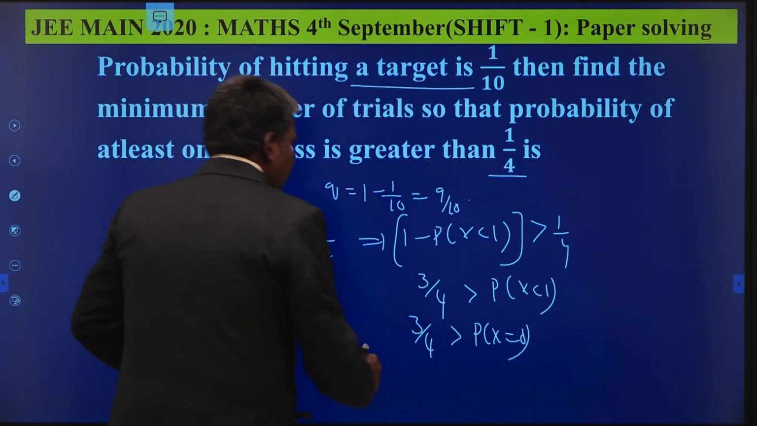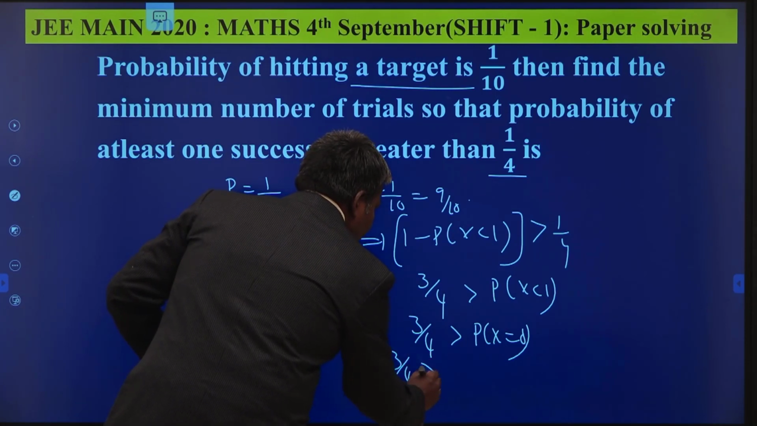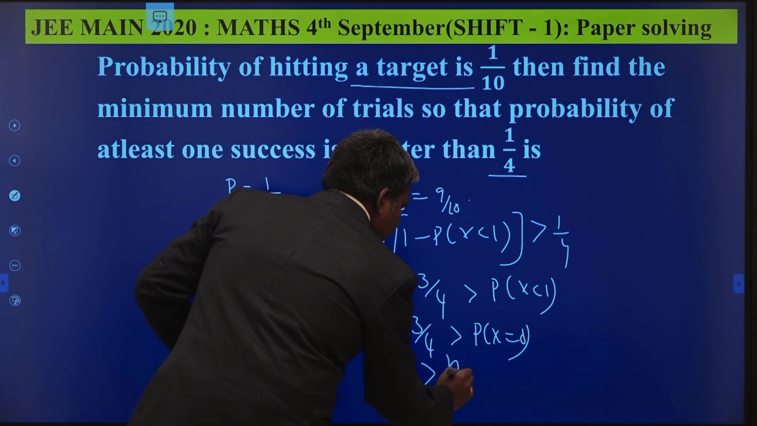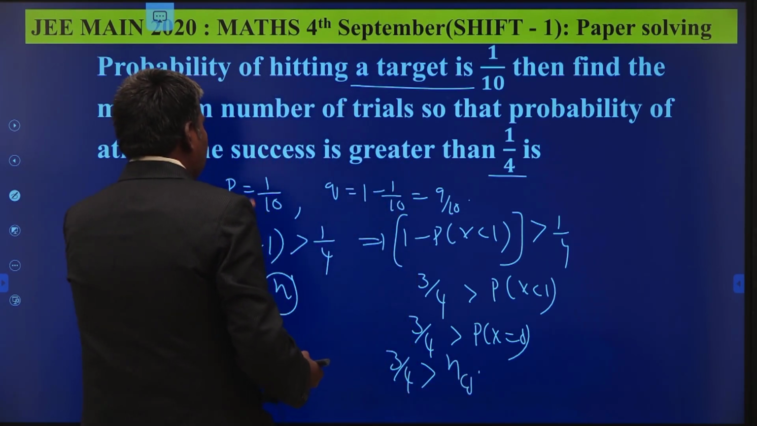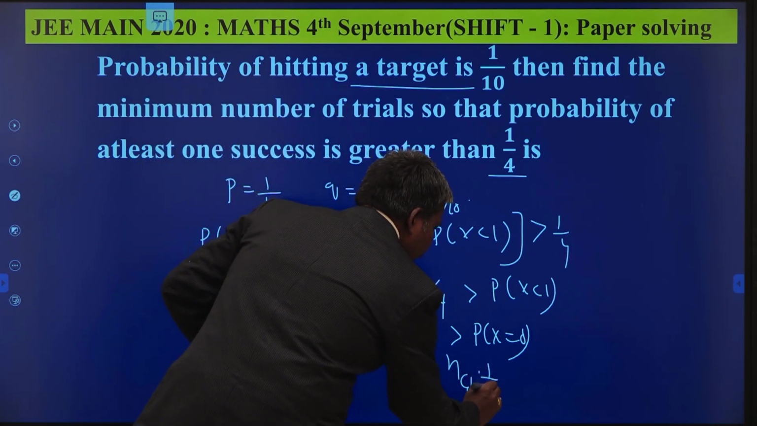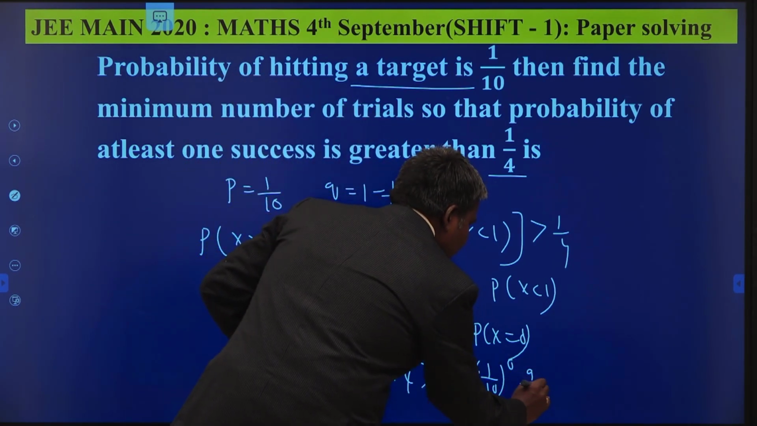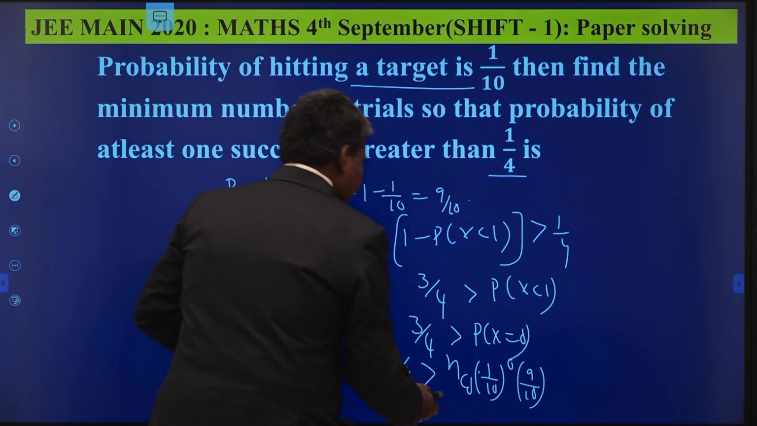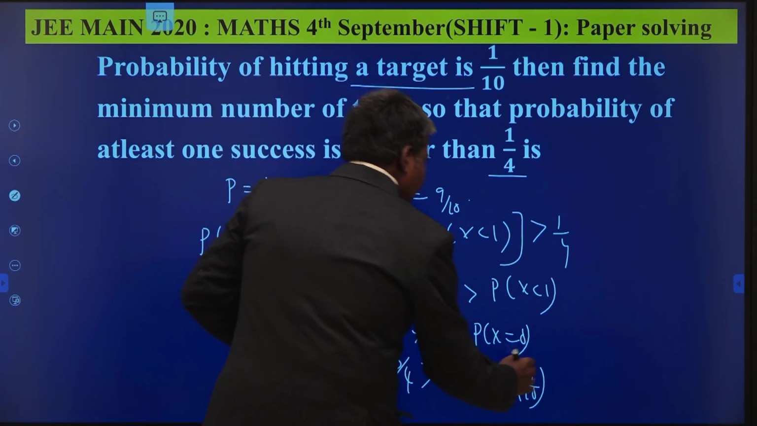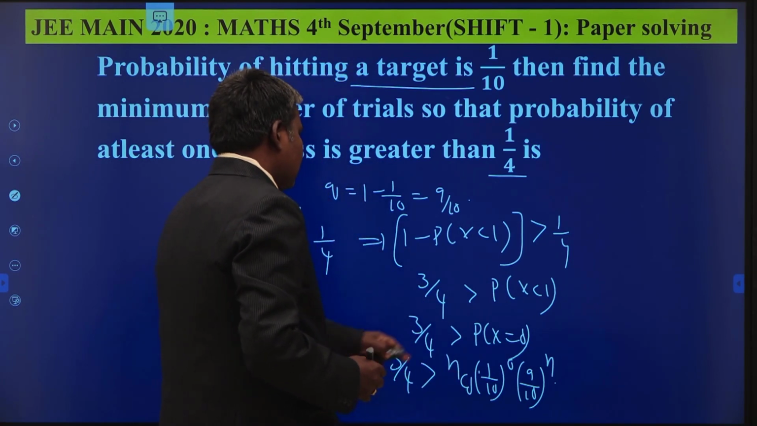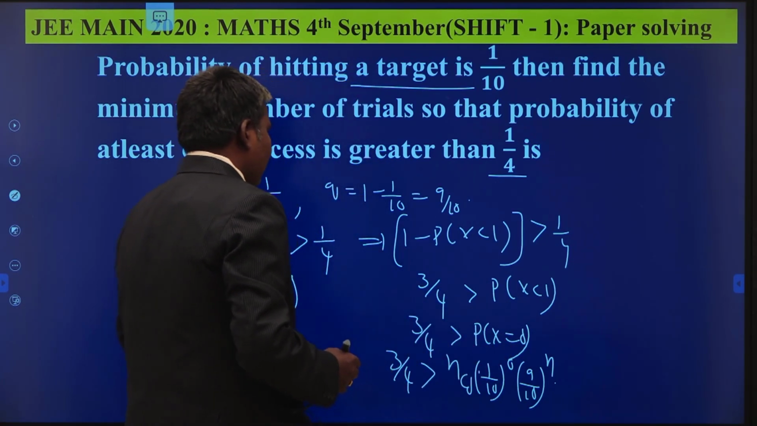P of x equal to 0. By binomial distribution, suppose the number of trials is n, then nC0 p^0 q^n, where p is 1 by 10 and q is 9 by 10. In general, nCr p^r q^(n-r), so for r = 0 it is nC0 into (9 by 10) whole power n.